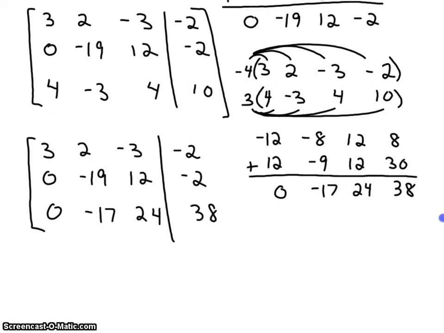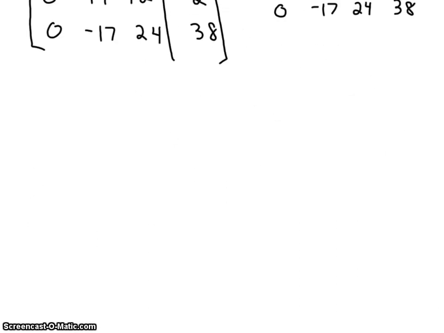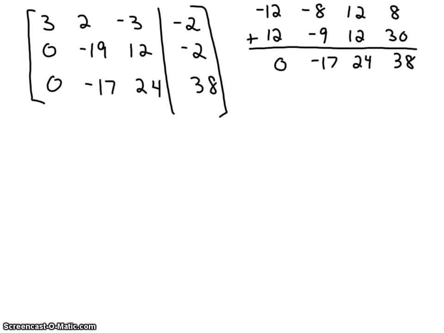Put your line in, close it. Okay, we're looking good so far. Now we need to get rid of that negative 17. We need a 0 in that location. Okay, some people will tell you that you should now divide each entry in row 2 by negative 19 to get a resulting 1 there.